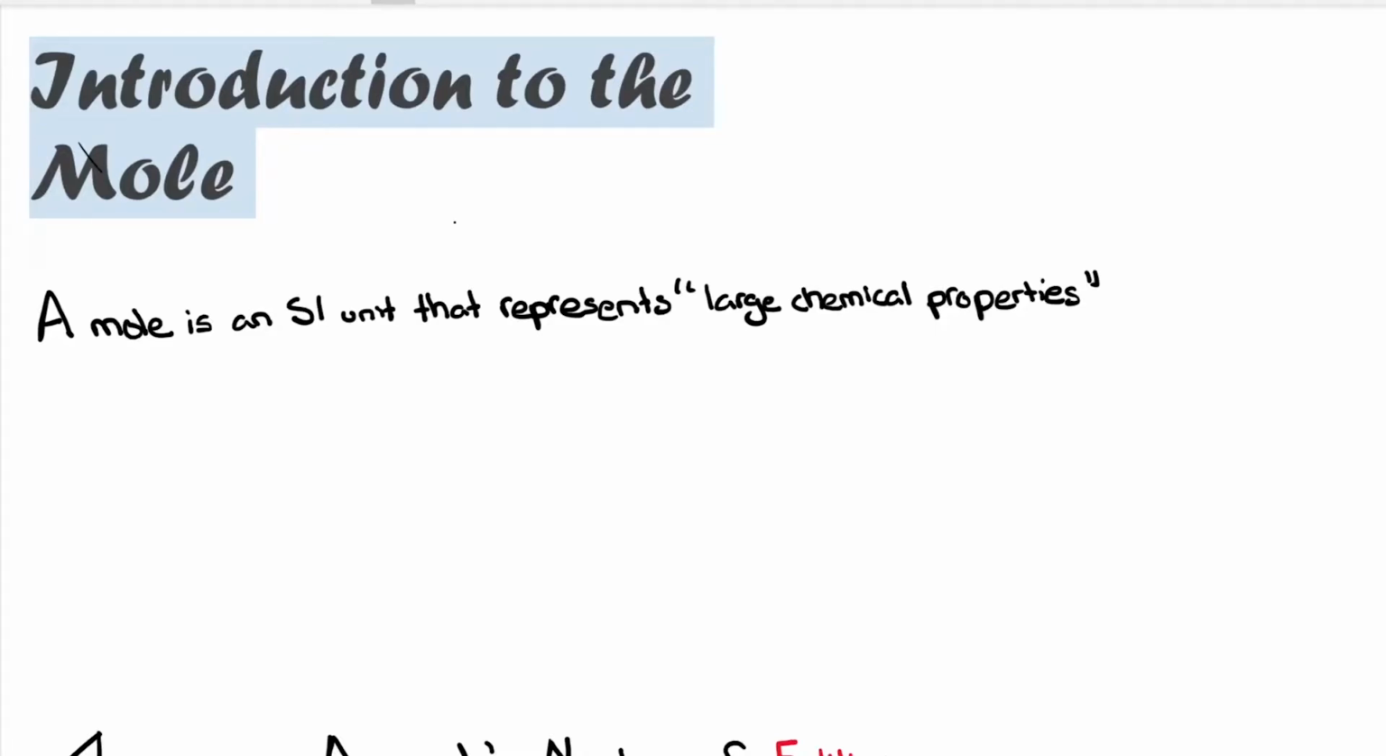So let's define a mole. In the simplest way possible, a mole is an SI unit that represents large chemical properties. And an SI unit is just a standard unit of measurement, like the metric system, and it's just a way of measuring large chemical properties.